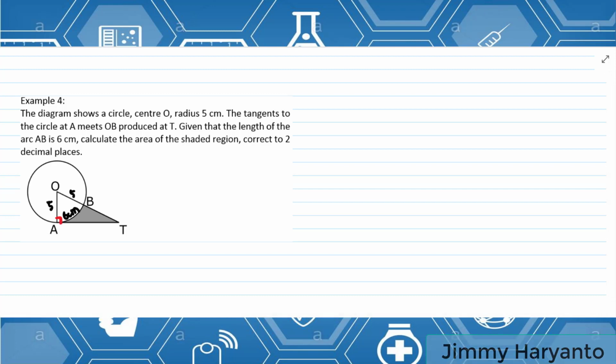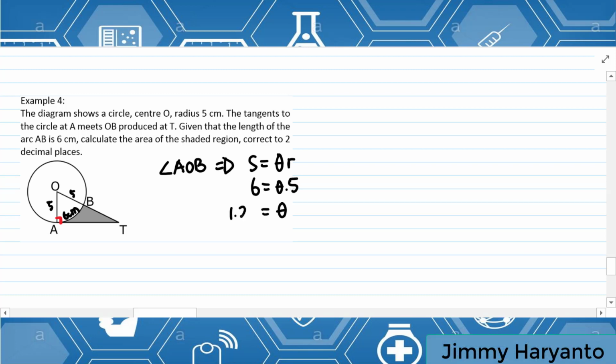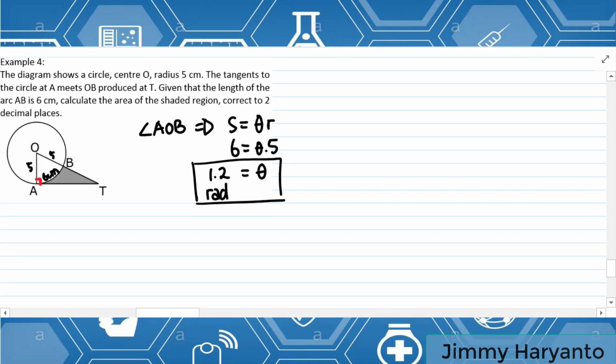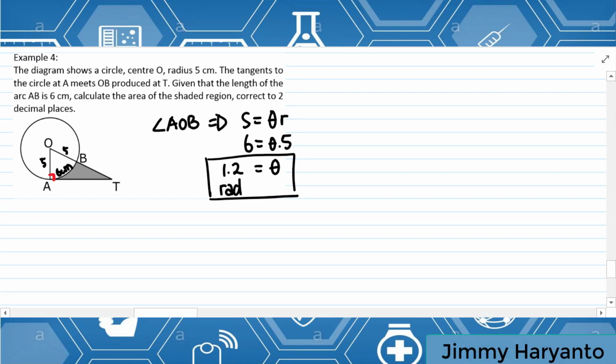Okay, so what can we find from this one? We can find the angle first, angle AOB. I'm trying to find angle AOB using S. S equals theta r. So 6 will be theta times the radius 5. Theta is 1.2 radians.